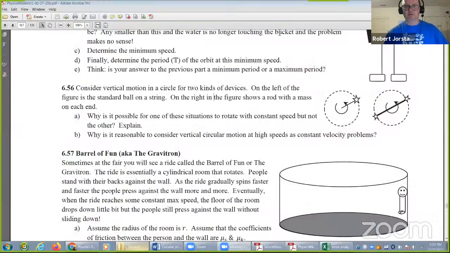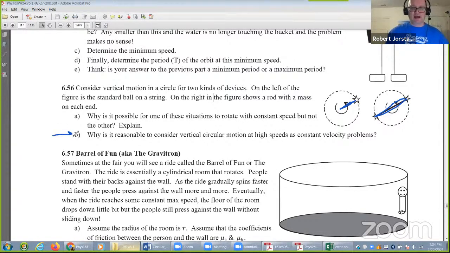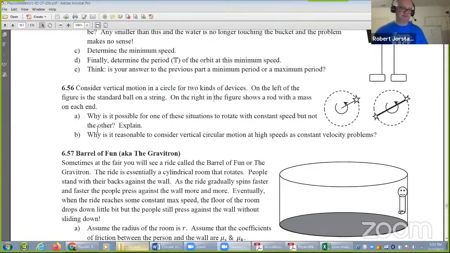And so when you look at these problems, a lot of times they look the same. If you look at this picture over here, it's really hard to tell the difference between a string and a stiff rod that's holding up the two spheres. So just be careful on that one. And then again, we said at high velocities, we know that the amount of time that gravity is accelerating it on the way up or way down is negligible. So there are small changes in the speed, but not significant.